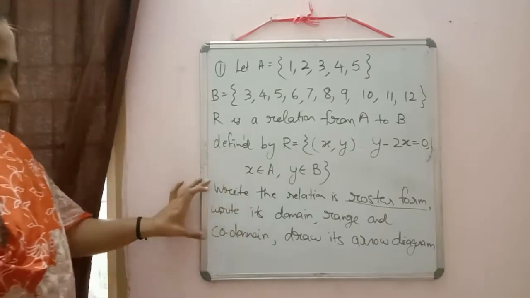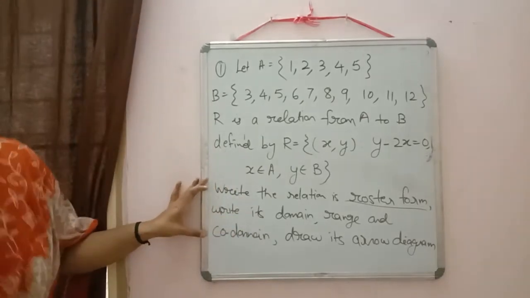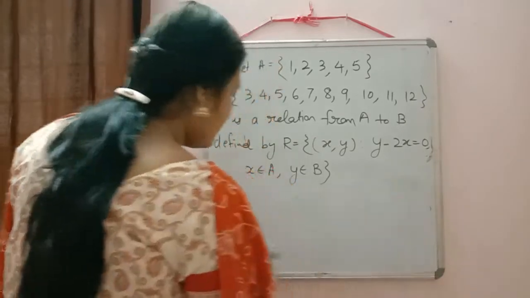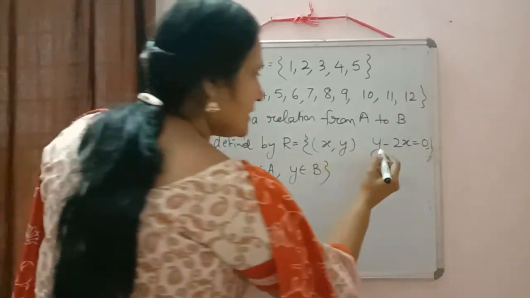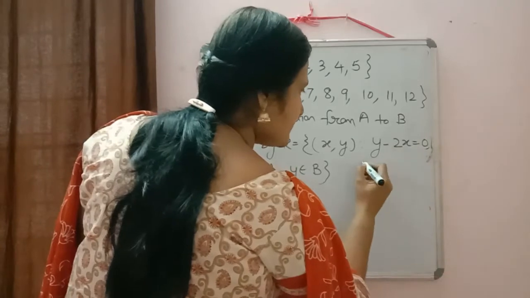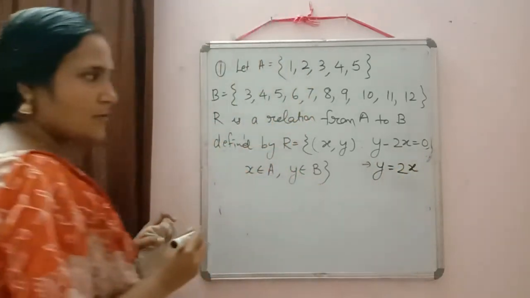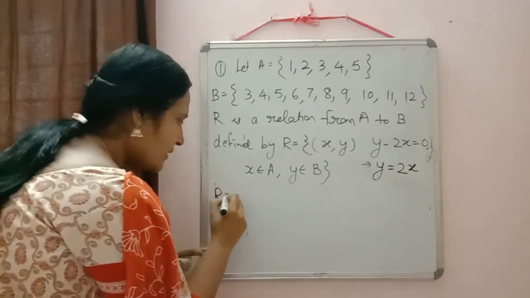Okay, I am writing the relation here only, all of you write it down now. If you want, you can simplify it more. Here the relation is written as y minus 2x is equal to 0, so you can rewrite it this way: y is equal to 2x.